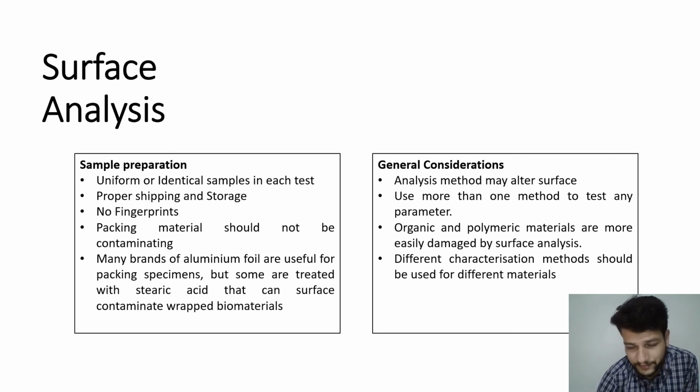But if the results are not the same, if results are contradictory from different analysis methods, then a third or fourth method should be used to analyze the results or any property. And also, on the basis of different samples, the analysis method should be chosen. For example, as compared to metals, ceramics and glasses, organic and polymeric materials are more easily damaged by surface analysis. So on the basis of the material of choice, the surface analysis method should be chosen. All these considerations should be taken into account before sending the material for surface analysis.